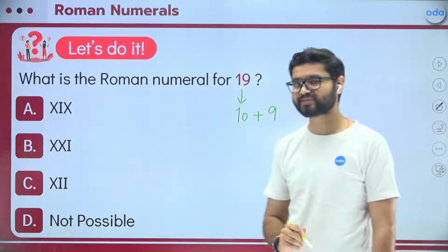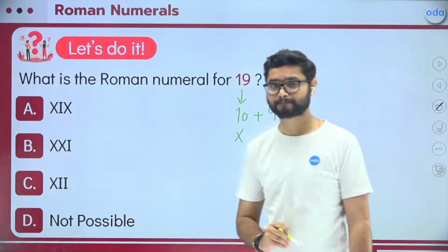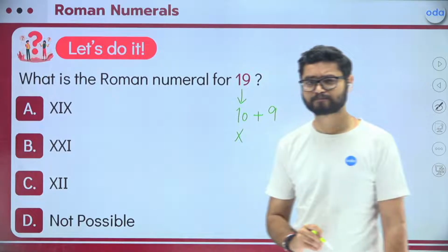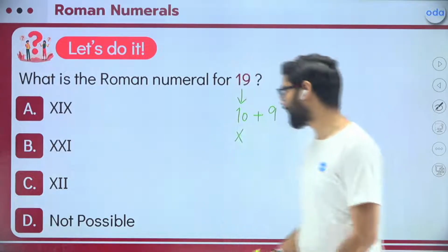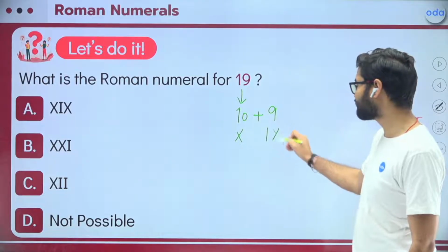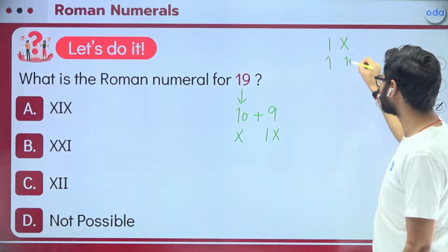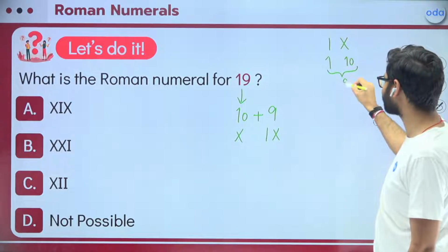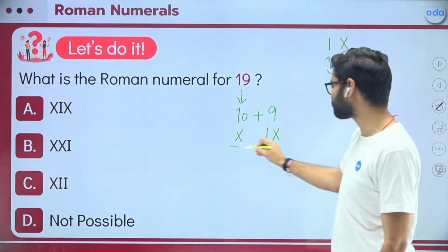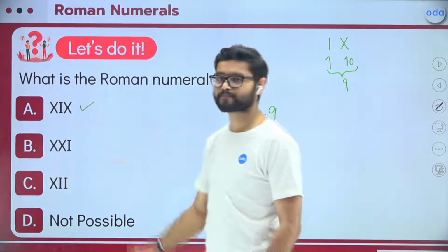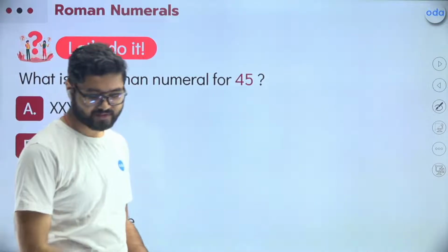Do I know how to represent 10? Yes, it's X only. And what about 9? How can I write 9? This is IX. 9 is IX. I is 1, X is 10. Rule number 3, 10 minus 1, 9. IX is 9 only. So this is XIX, option A. Make notes also. It will really help you.